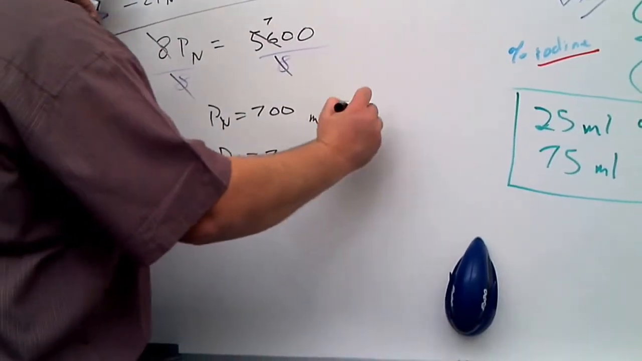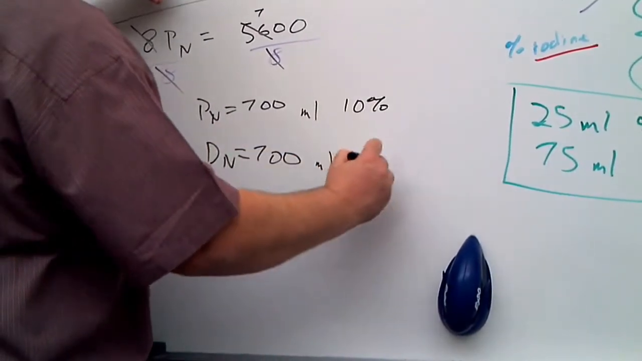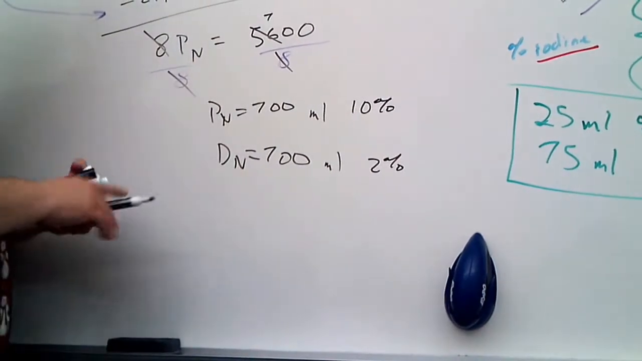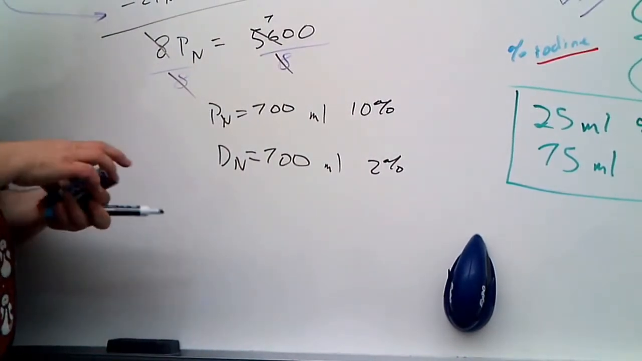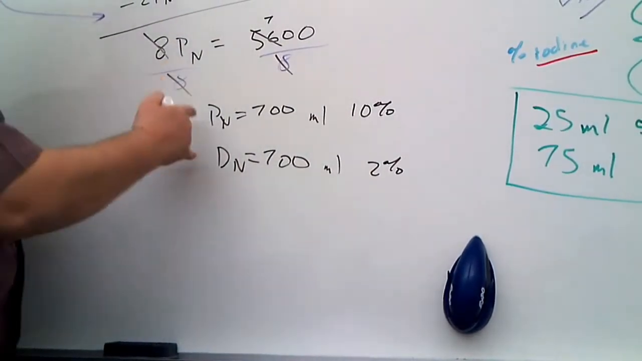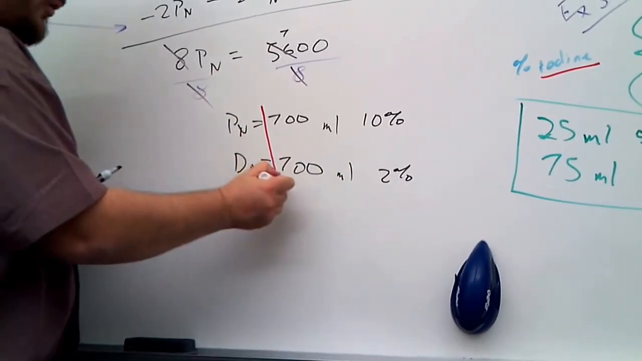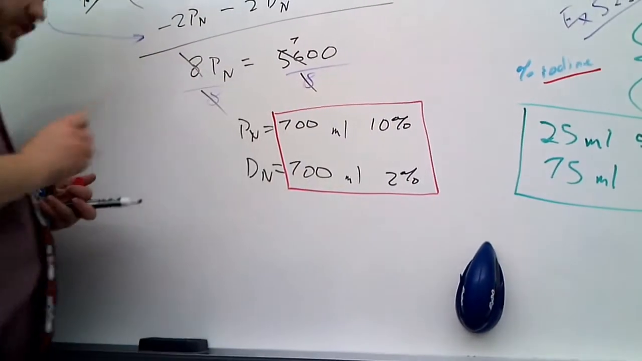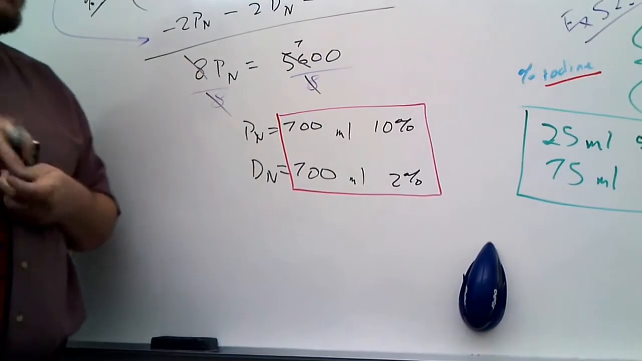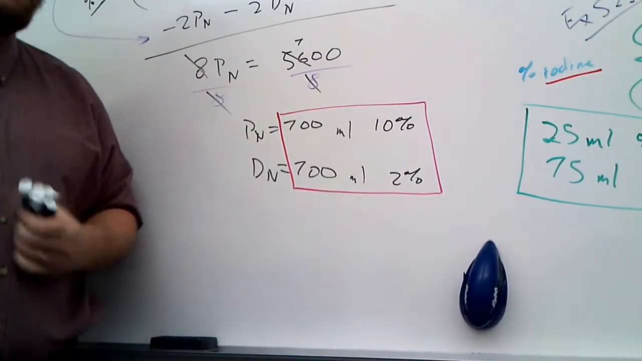One of them was 10% and the other one was 2%. So for your answer, I don't care about your variables. I need to know how much of which concentration. So there it would be your answer for that one.